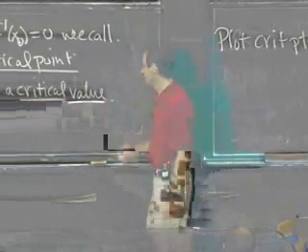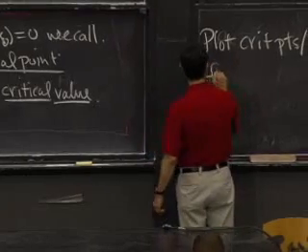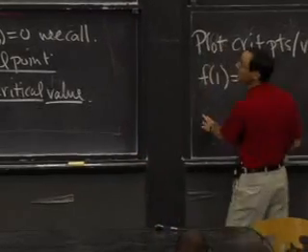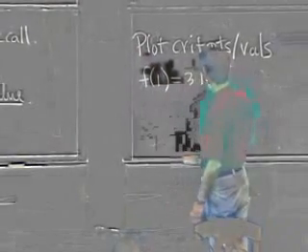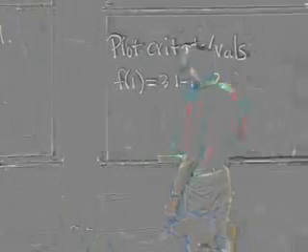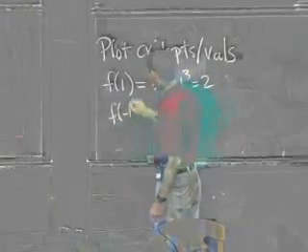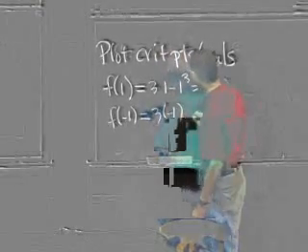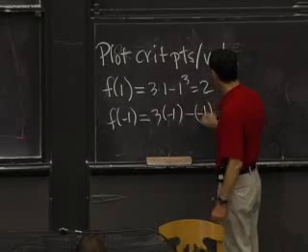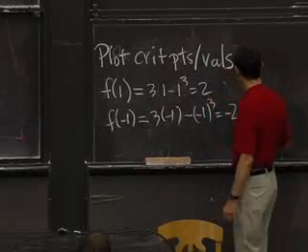And now, in order to get the critical values here, I have to plug in f of 1, for instance. The function is 3x minus x cubed. So this is 3 times 1 minus 1 cubed, which is 2. And f of minus 1, which is 3 times minus 1 minus minus 1 cubed, which is minus 2.